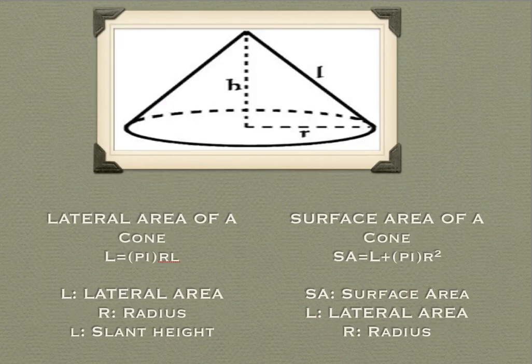To find the lateral area of a cone, we're going to multiply pi times our radius times our slant height. And then to find the total surface area of the cone, we find the lateral area of the cone and then add the base area, which, since it's a circle, is going to be pi r squared.